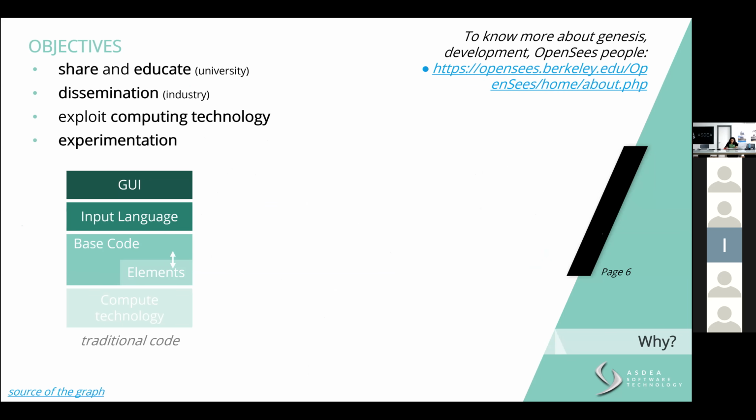The objective: OpenSees was developed by the PEER organization in Berkeley at the end of the 90s. Its objective was to share and educate students, but also to disseminate academic knowledge in the industry. The main problem they wanted to face was trying to exploit computing technology fully and being able to experiment fully with computing technology in FEM applications. But the traditional code for finite elements does not allow the user to actually go inside and use and change the code at will.